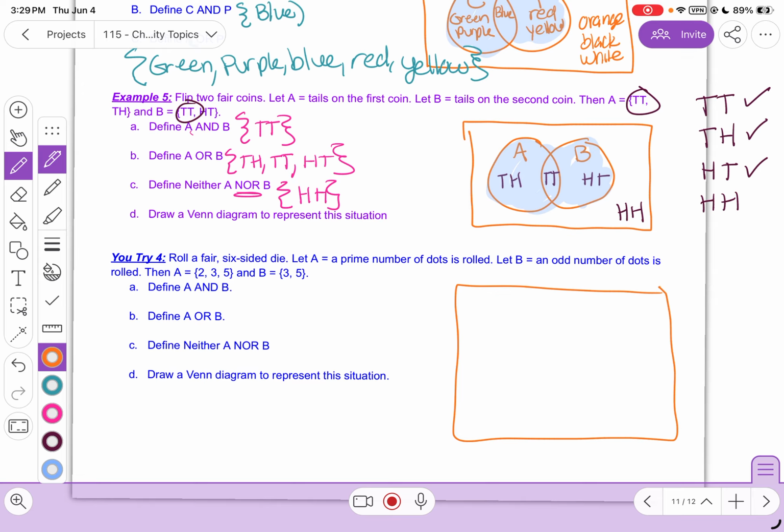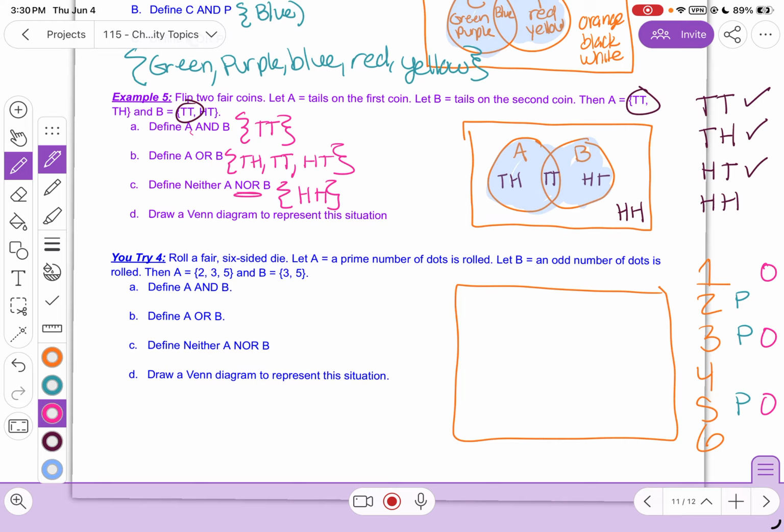All right, so 6-sided dice. So we have 1, 2, 3, 4, 5, 6. That's my sample space. A is prime. So 2 is prime, 3 is prime, 5 is prime. B is odd. 1 is odd, 3 is odd, 5 is odd. A, 2, 3, 5. B, 3, 5.